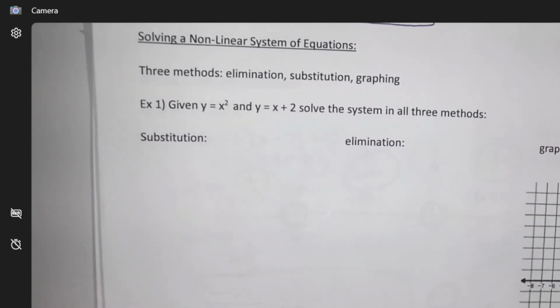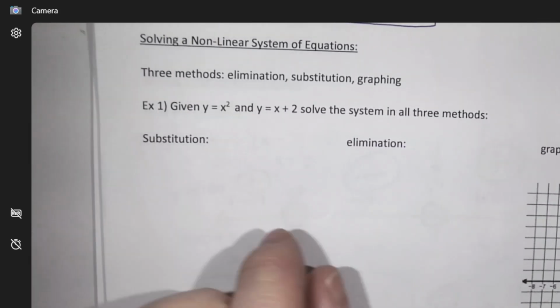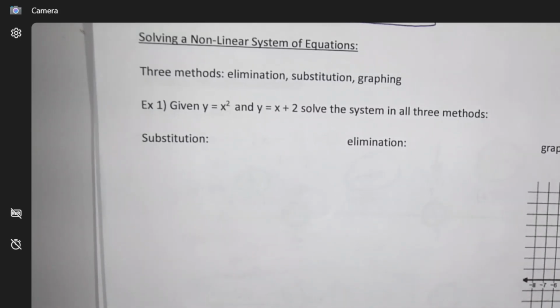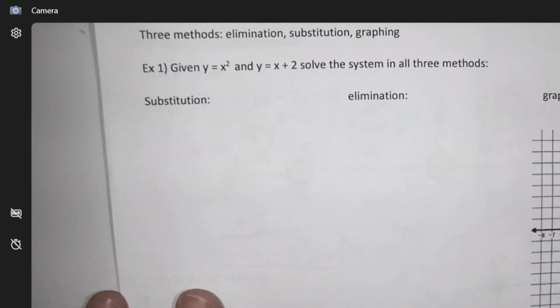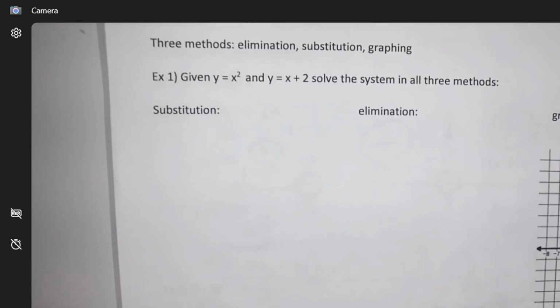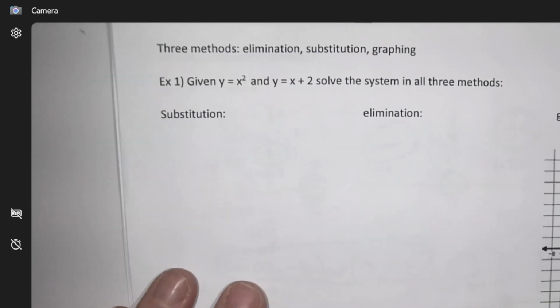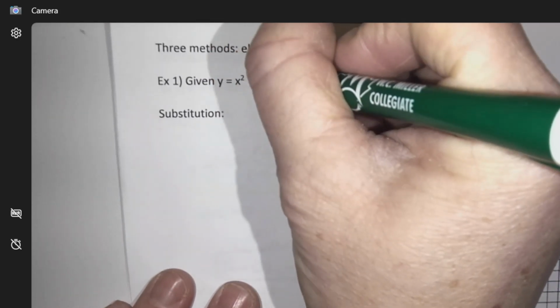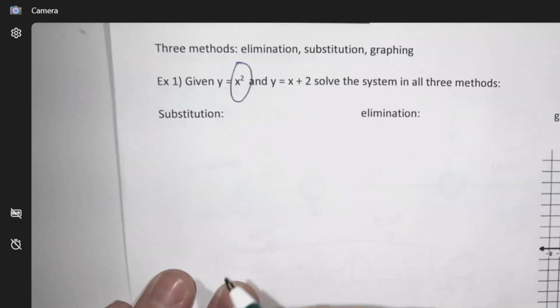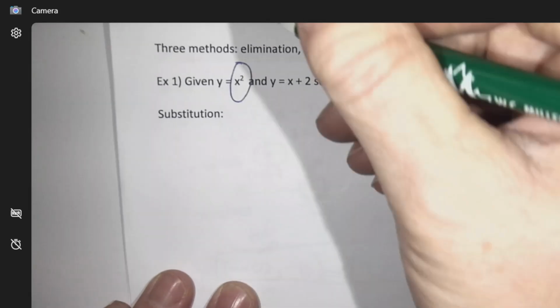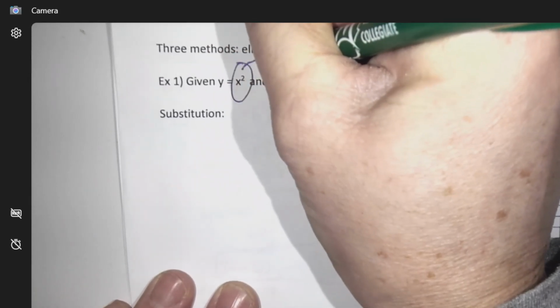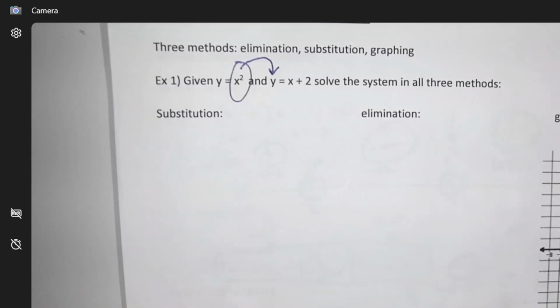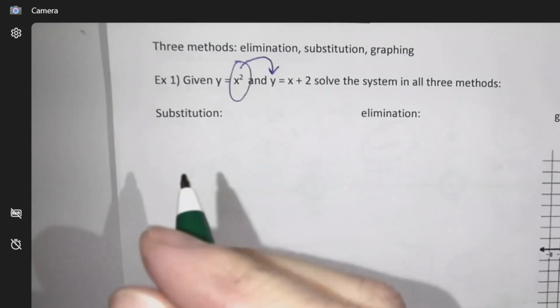Okay, so in grade 10 you learned 3 methods. You could do substitution, elimination, or graphing. Okay, so substitution is making equal replacement. So if y equals x squared, could I go into the other equation and replace that y? Does that make sense? Okay, you can make an equal substitution.